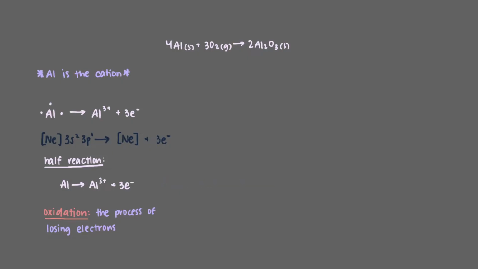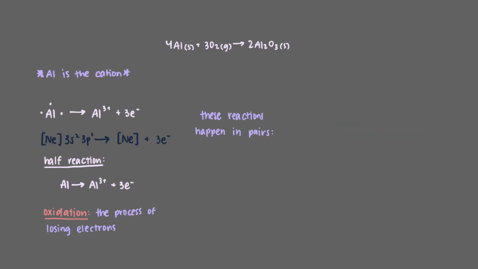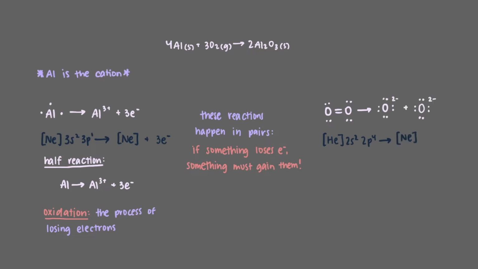Now let's take a look at the other species in this reaction, oxygen. Which of the following correctly describes the change occurring to the oxygen atoms in O2? Since these reactions happen in pairs, if aluminum is losing electrons, then something must be gaining them. That must be the oxygen. In the oxygen molecule O2, each atom will have 6 valence electrons. If we were to pull them apart, their electron configuration would be helium 2s2 2p4. So, to achieve noble gas configuration, oxygen must gain 2 electrons and its resulting charge is 2-.